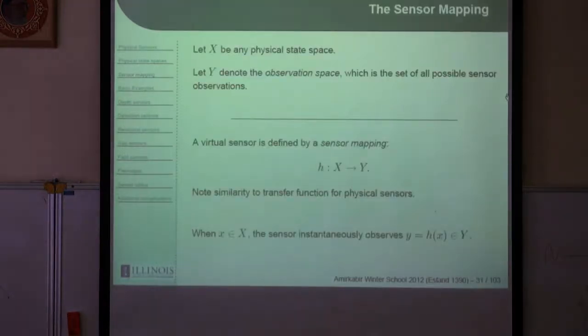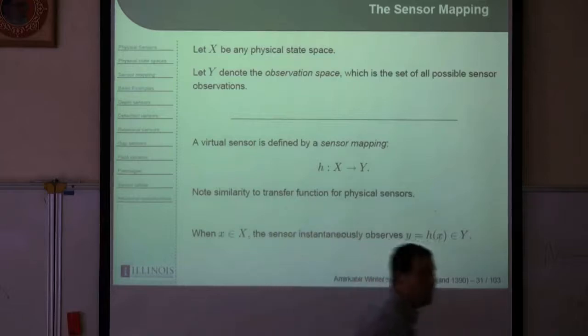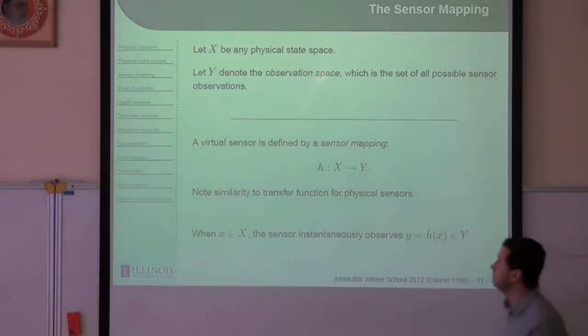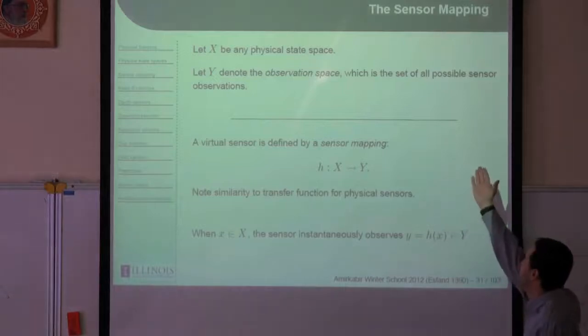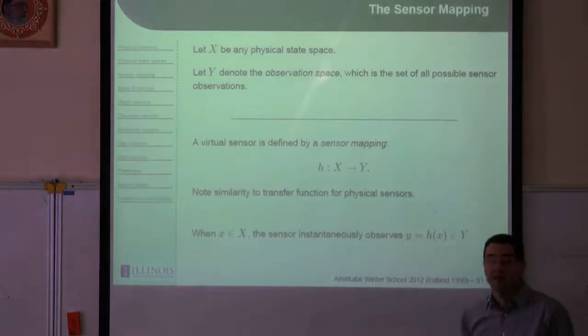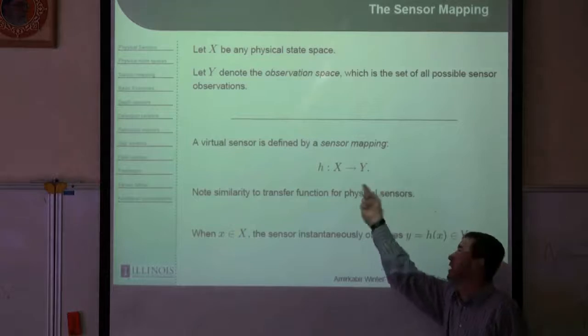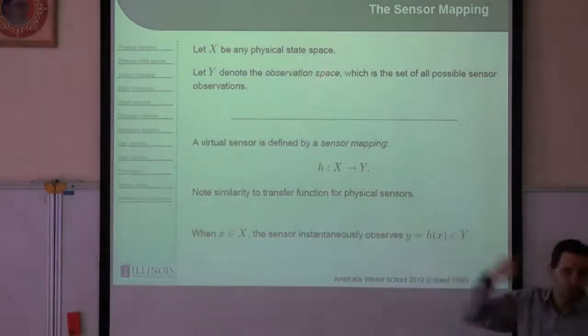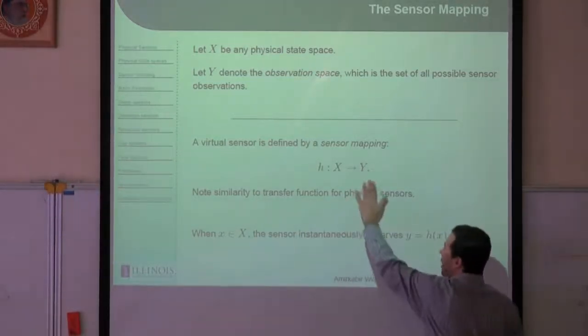So now let's suppose we have any physical state space, X, and we have any observation space, Y. I'm just saying any set you want. I will call it Y, and let me call it observation space. Then I define my virtual sensor like this. And I'm going to use this H function over and over again until you're tired of it. So I will keep using it. H from X to Y, that's it.